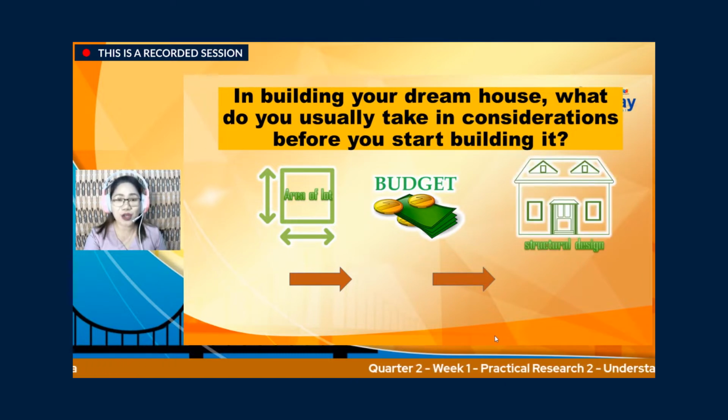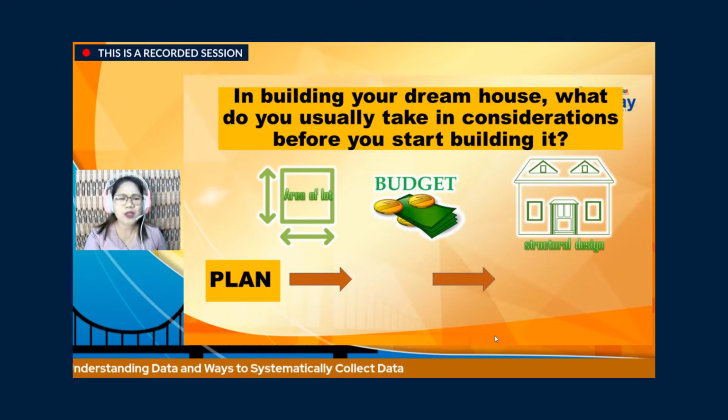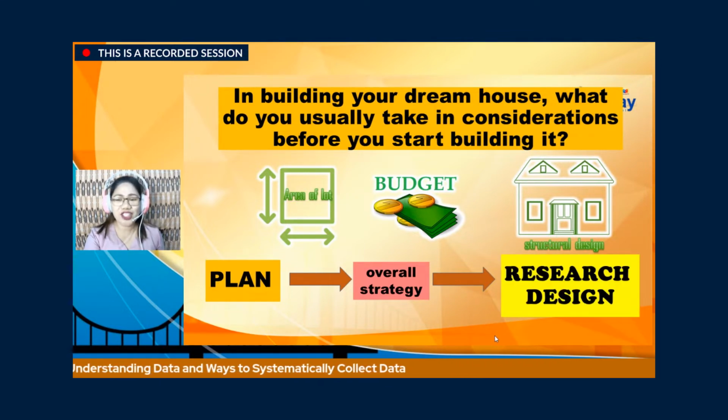And of course, the structural design, or the design that we want, based on the two other factors that we mentioned. So, in short, when we build our dream house, we need to have a plan. What is this plan that we are referring to? This serves as an overall strategy, a general strategy where we consider many factors before building our dream house. So if we relate that to research, we mean here the research design. So what is the research design that we are referring to?